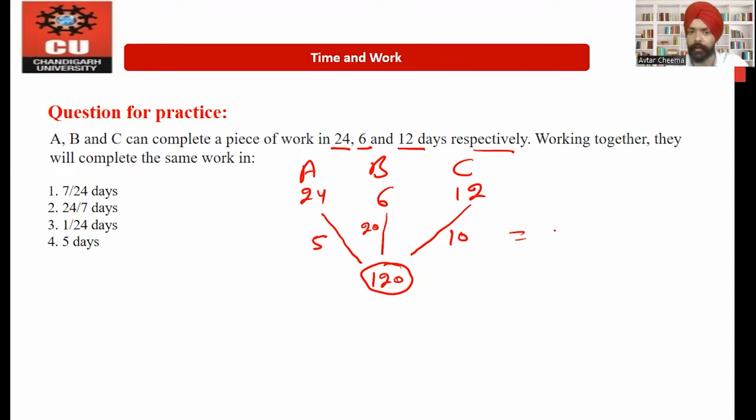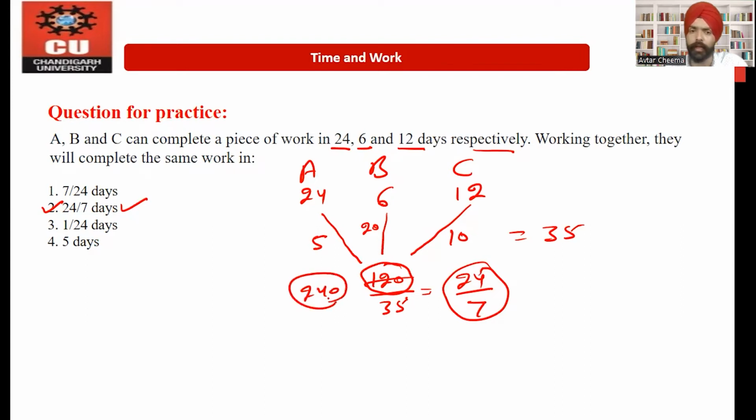Total efficiency is 5 plus 20, 25. 25 plus 10 is 35. So 120 divided by 35. Both are divisible by 5. So we are getting 24 divided by 7. So 24 divided by 7 will be the right answer. That is B. Here, instead of 120, you can take even 240.